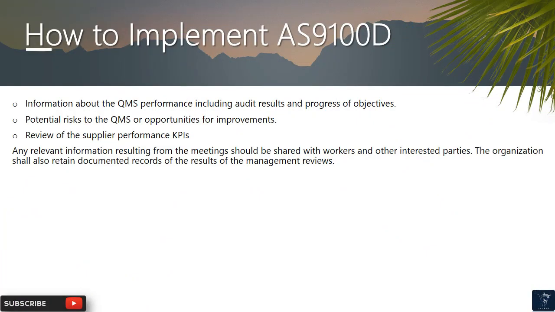information about the QMS performance including audit results and progress of objectives, potential risks to the QMS or opportunities for improvement, review of the supplier performance KPIs. Any relevant information resulting from the meetings should be shared with workers and other interested parties. The organization shall also retain documented records of the results of the management reviews.